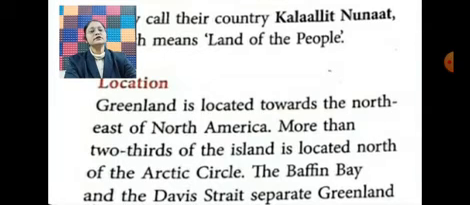More than 2/3 of the island is located north of the Arctic Circle. Arctic Circle का 2/3 part Greenland में है. The Baffin Bay and the Davis Strait separate Greenland. Greenland को Baffin Bay and Davis Strait separate करते हैं.